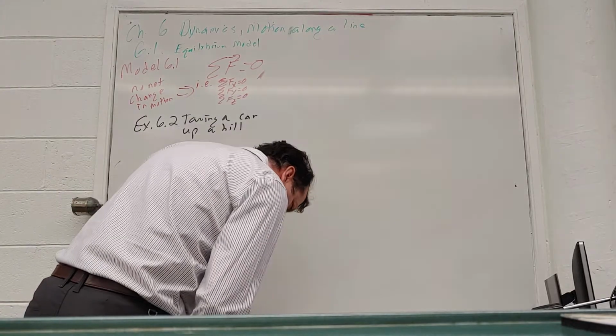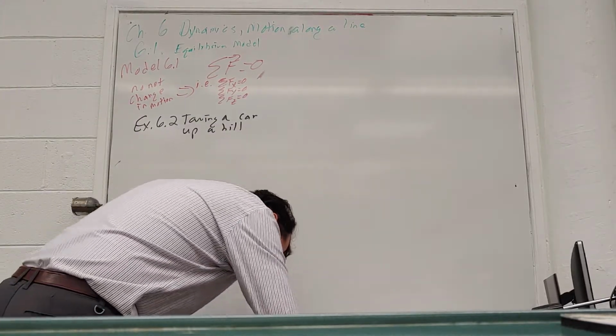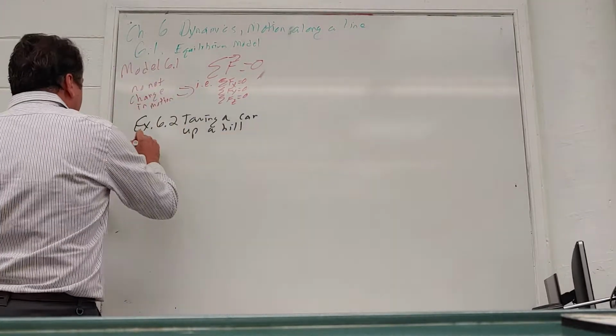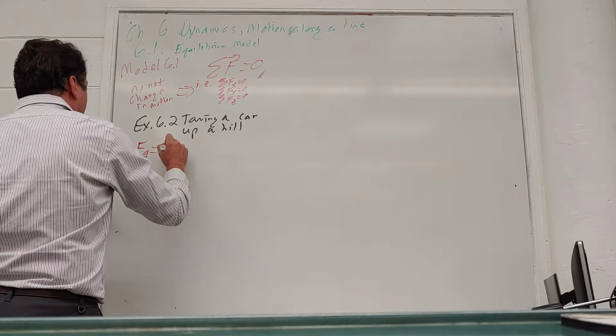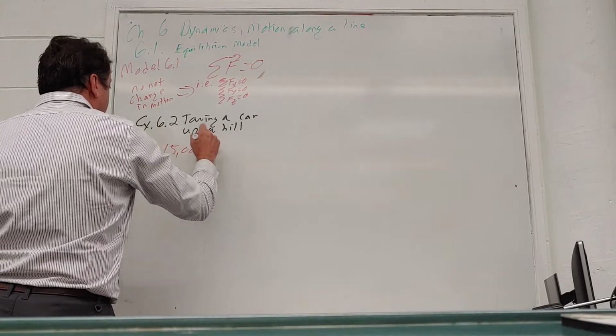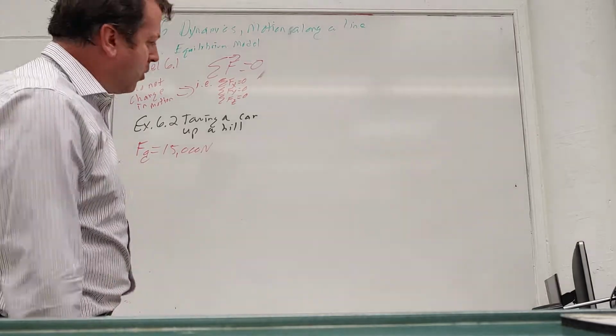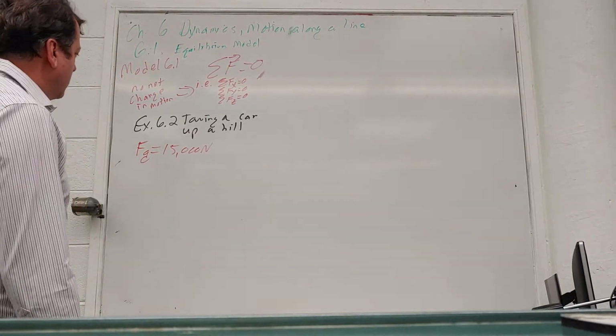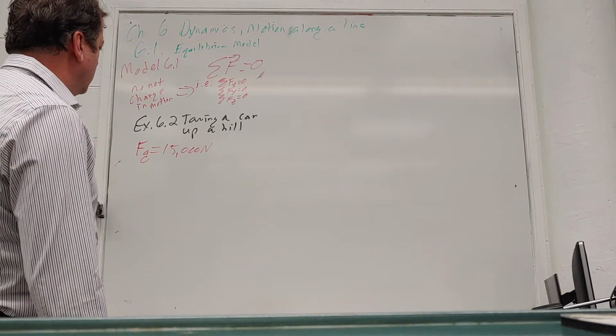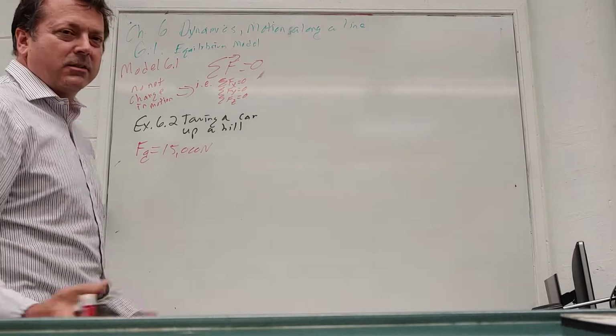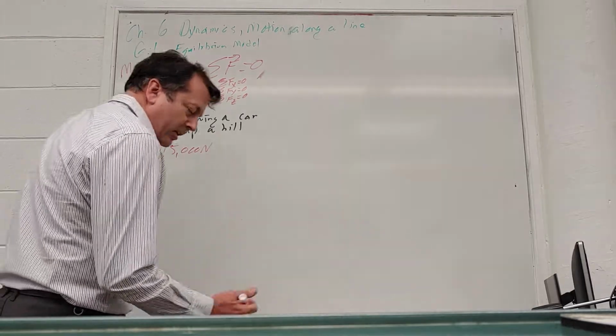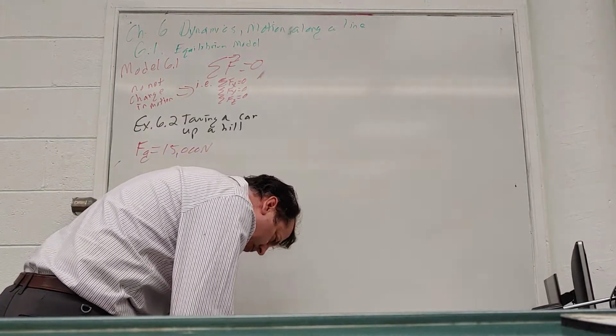So let's look at this towing a car up a hill. It says a car with a weight of 15,000 newtons. Force of gravity on that car is 15,000 newtons. Divide that by 4. That's about 4,000 pounds. A little less than 4,000 pounds probably. So that's a reasonable car.